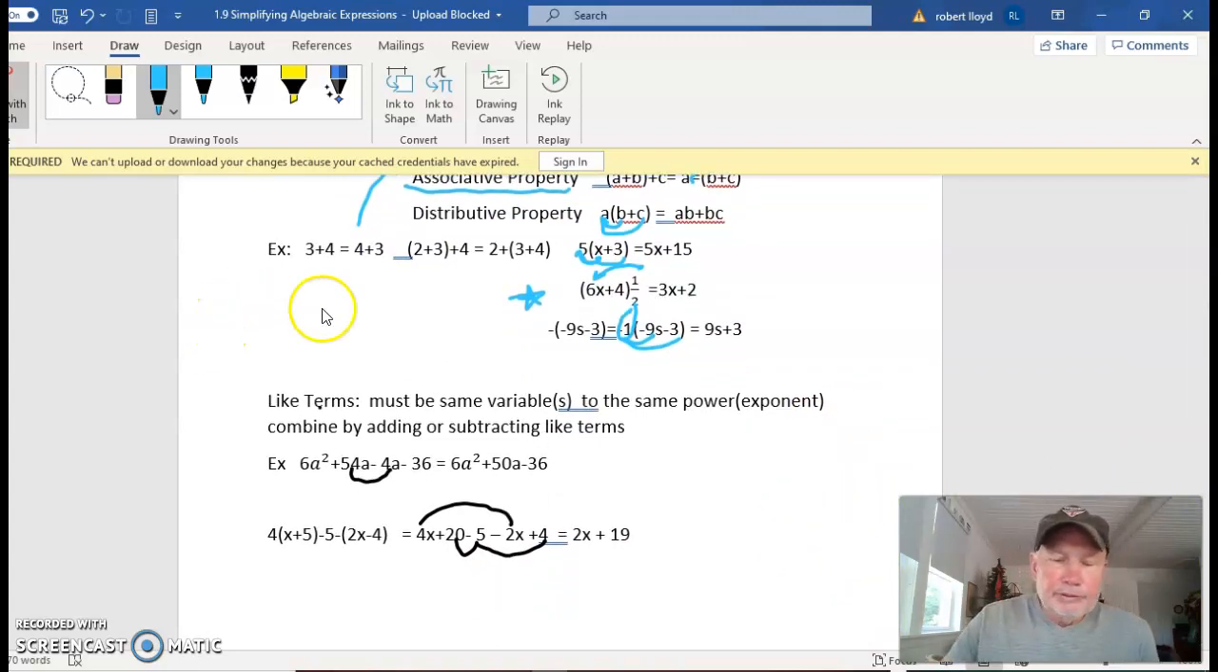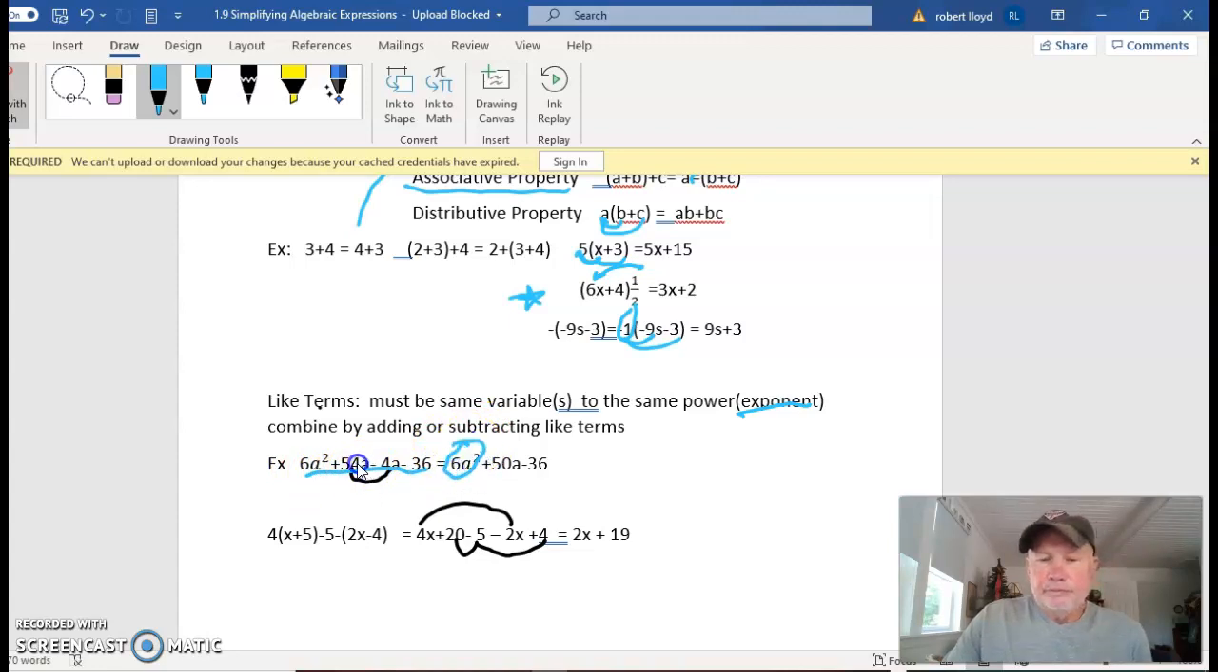Like terms, you must have the same variable or variables, and they have to be to the same power. Remember, the power is the exponent. Combined by adding or subtracting like terms. So if we have 6a squared plus 54a minus 4a minus 36, there is no other a squared term in the expression. So the 6a squared stays just as it is.